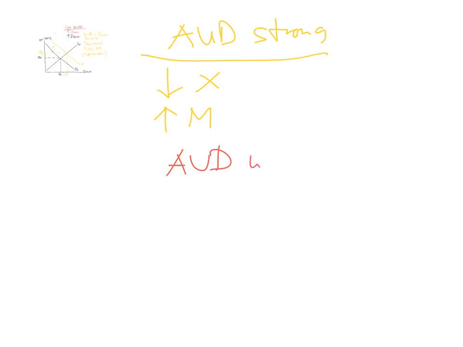When the Australian dollar is weak, there will be an increase in exports and a decrease in imports for exactly the opposite reason. It's cheaper for foreigners to buy Australian products, so they will buy more Australian products and Australian exports will increase. But for Australian consumers, buying the foreign product is no longer so attractive, so imports will fall.